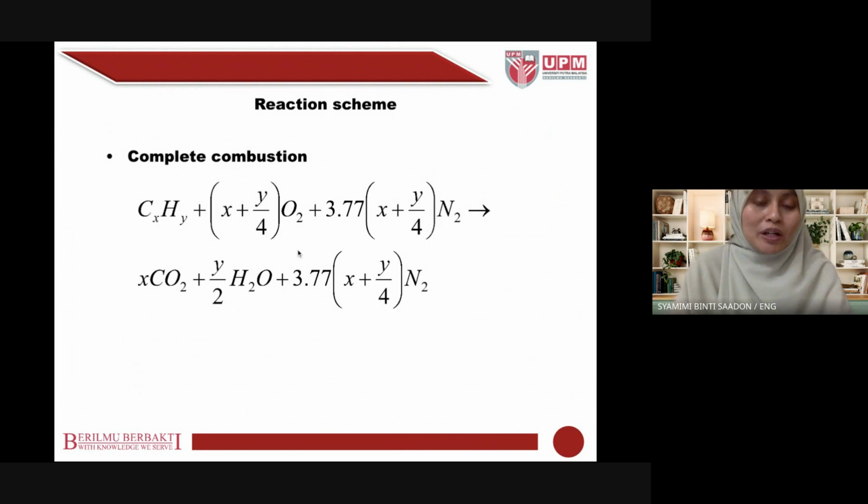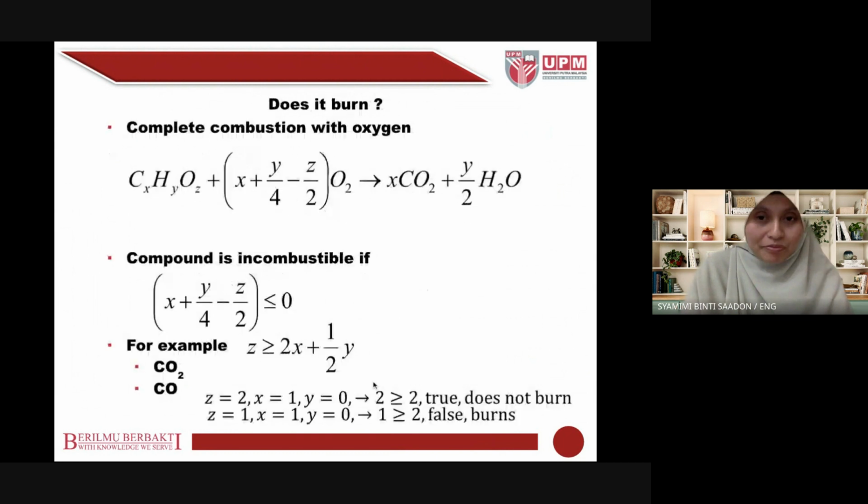We don't need to remember. If we can write down on our own and calculate and make sure that all the chemical compounds are balanced, then we don't need to use this. This is just to guide us. Complete combustion with oxygen: if the fuel has carbon, hydrogen, and oxygen, I don't know what type of fuel this is, but for example, the complete combustion chemical reaction equation will be something like this.